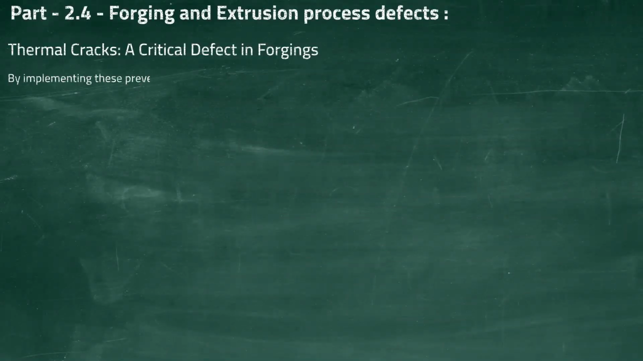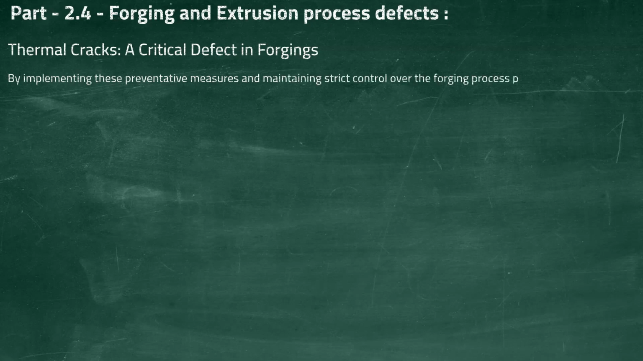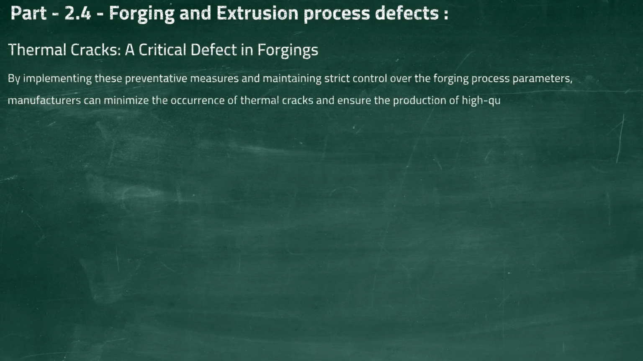By implementing these preventive measures and maintaining strict control over the forging process parameters, manufacturers can minimize the occurrence of thermal cracks and ensure the production of high-quality, reliable forged parts.